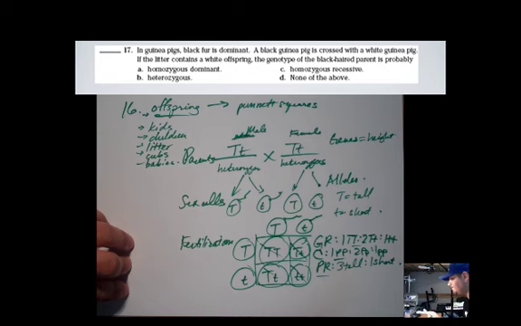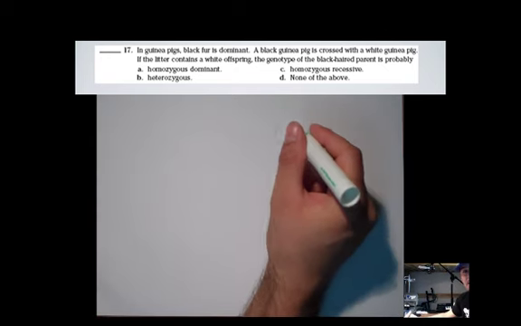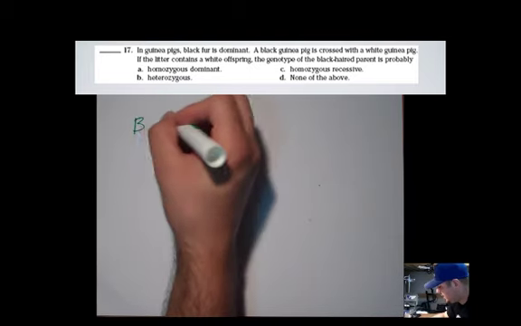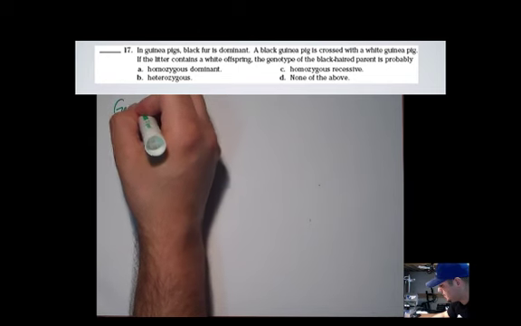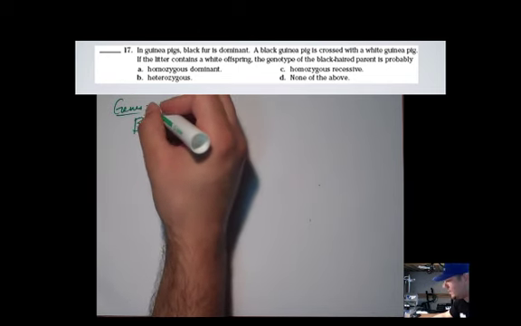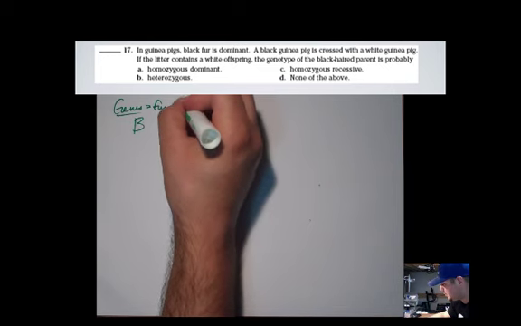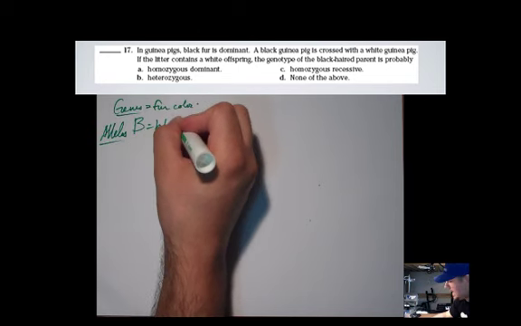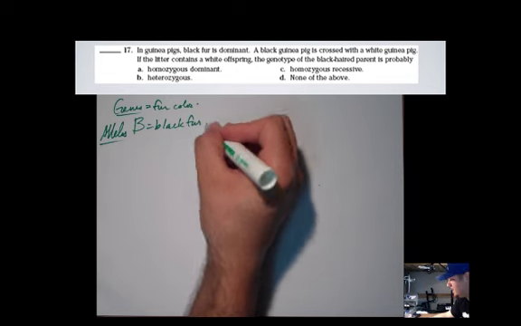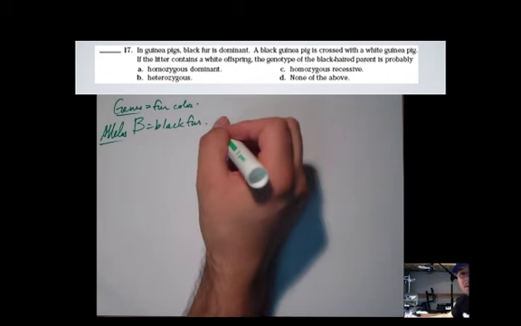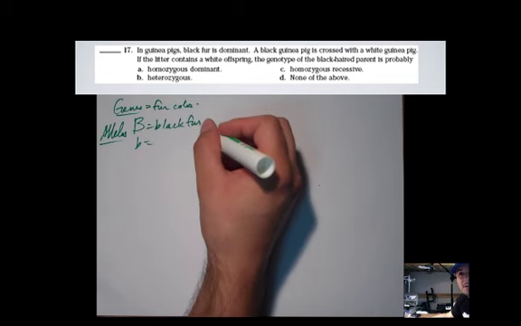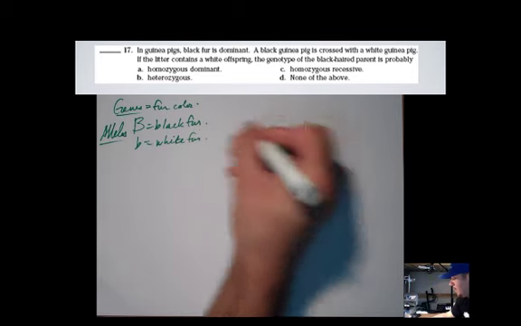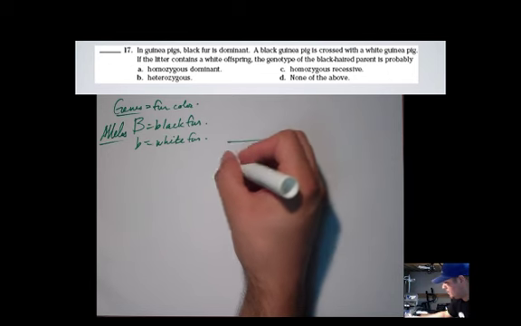Okay, number 17. In guinea pigs, black fur is dominant. So they told us something. Black fur is dominant. Remember we write out the genes, right, and the alleles. It looks like we're talking about fur color. So I could write that out. What are my alleles? Big B is black. They told us it was dominant, so I'm using big B as the letter. And then little b is whatever the other color is. A white guinea pig. Okay, white fur.